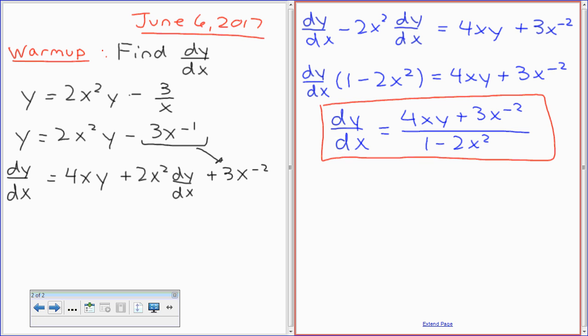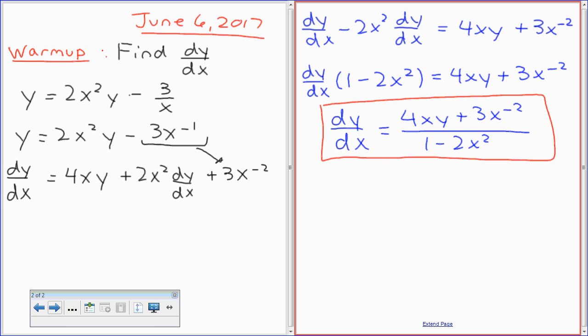Okay, any big time questions here? Yeah, go ahead. Is it fine if you just keep the x to the negative 2? Yeah, you can call that 3x to the negative 2, or 3 over x squared. It all makes the same thing.